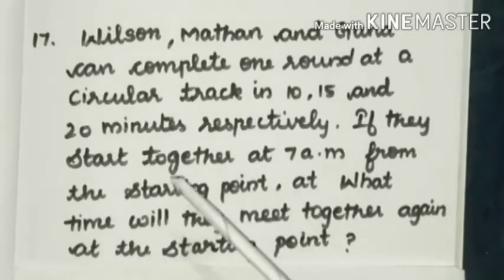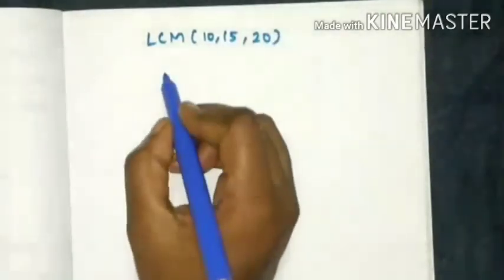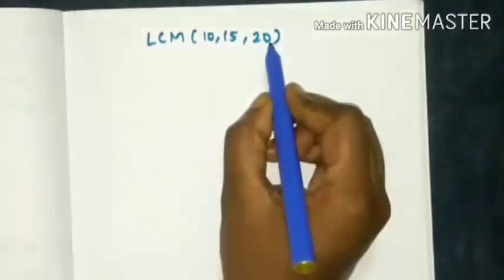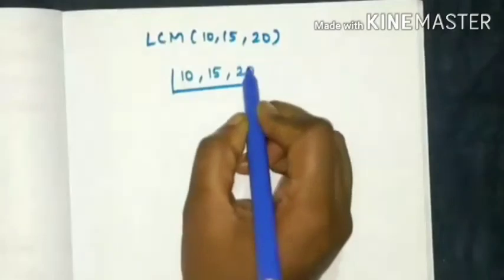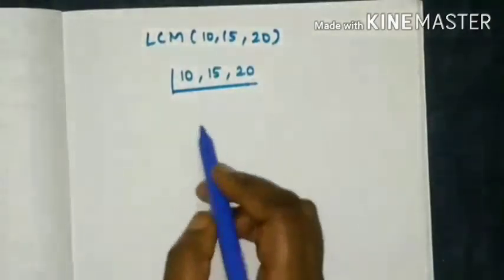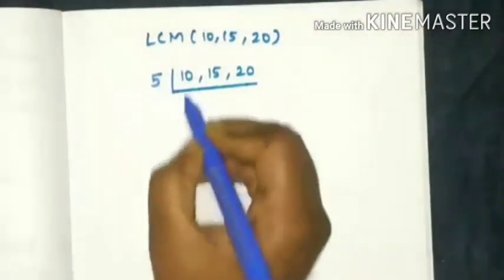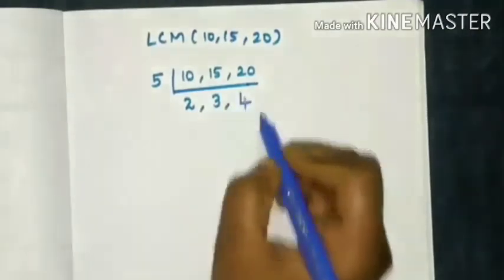So it is clear that they start together and also meet together only. So we have to find the LCM of 10, 15 and 20. To find the LCM, what we have to do? We have to divide all the numbers at the same time. 10, 15, 20. All the three numbers are divisible by 5. So let's start with 5. 5 2s are 10, 5 3s are 15, 5 4s are 20.